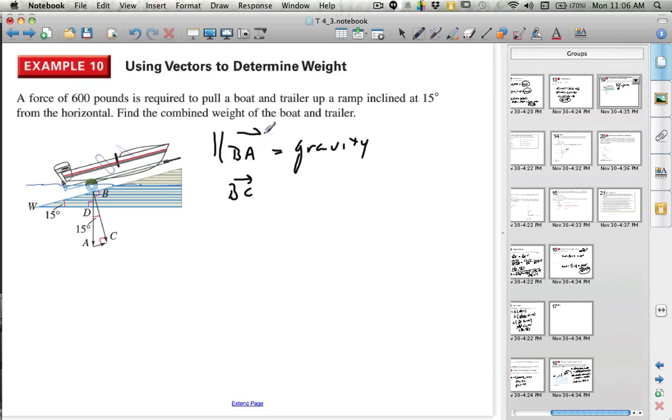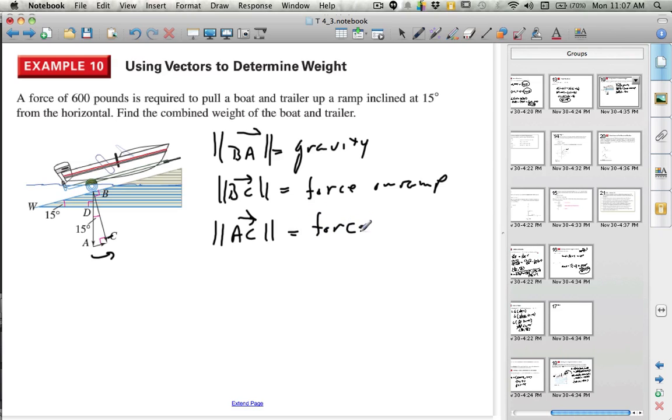So really we should be talking about the magnitude of those vectors. That's going to equal the force on the ramp. And then if you think of this area here, AC, the magnitude of AC, that's the force it's going to take to overcome the gravity and move it up the ramp. So that's our force to move. Okay, so what we want to do is find the combined weight of the boat and the trailer.